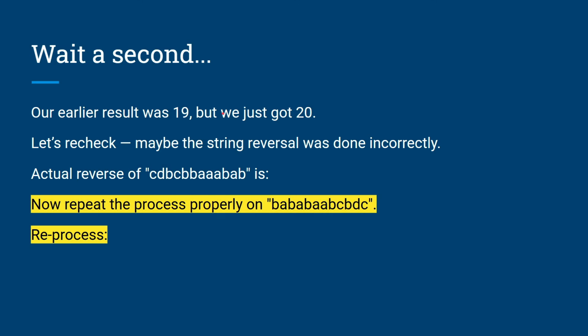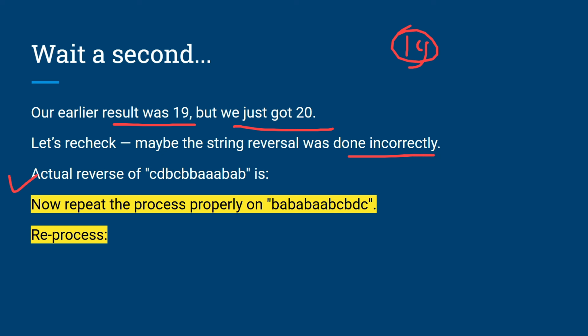But our question was, if you observe the very first example I have shown you on the Leetcode problem, it was giving 19, right? 19, not 20. The result was 19. Why are we getting 20 here, right? Let's recheck, because maybe the string reversal was done incorrectly, right?